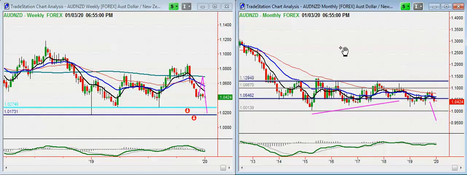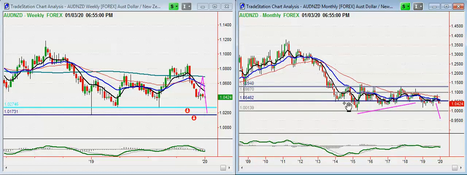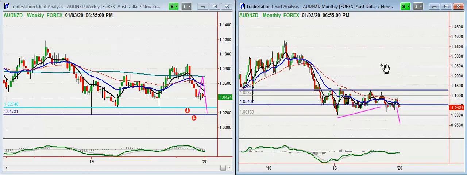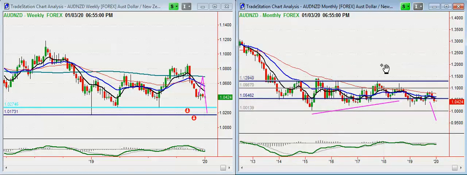Let's have a look at two correlated pairs, the Australian dollar against the Kiwi. It's clearly in a downtrend as well here. It has been consolidating for a couple of years. The Kiwi is much stronger than the Australian dollar. And here as well, we've got some stop run levels aligned on the lower side. We might actually see some momentum coming up here as well, with Kiwi strength against the Australian dollar.